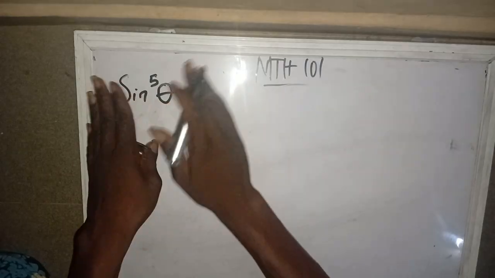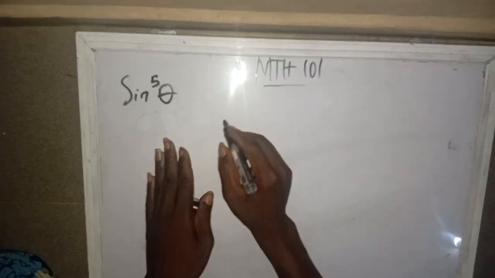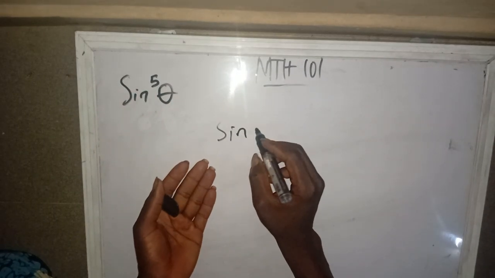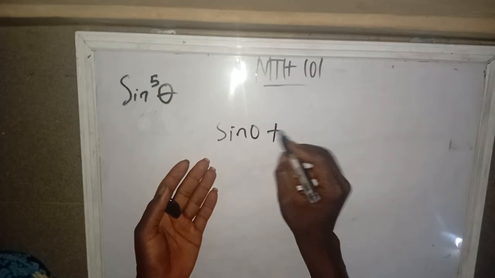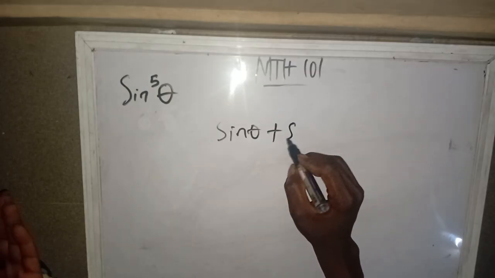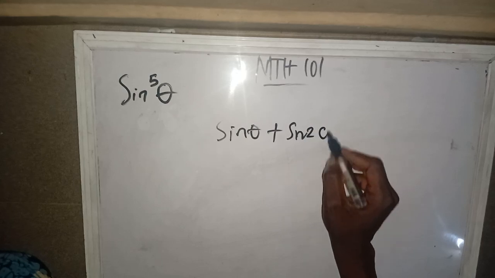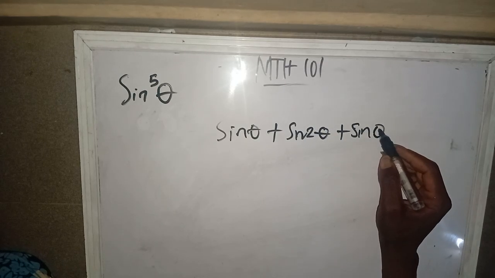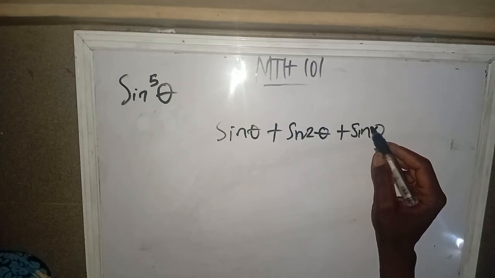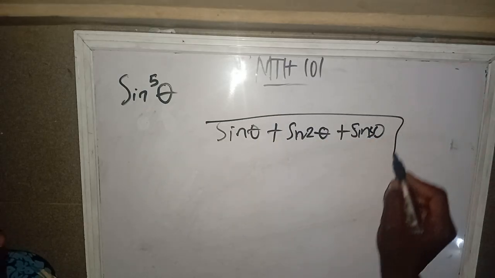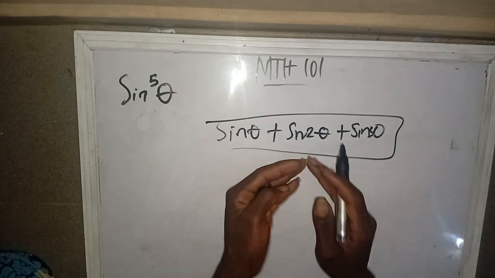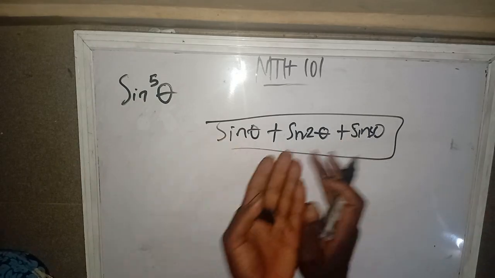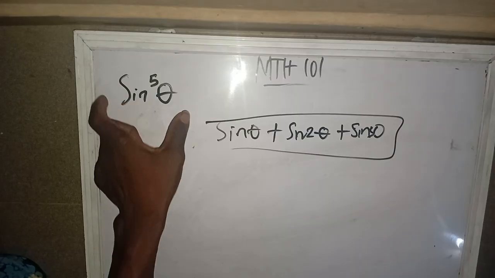Like we want to turn this thing to something like, okay, the final answer will now be sine theta plus sine 2 theta plus probably sine 3 theta. Like we want to reduce it to look like this. It is very easy to integrate something like this. Like I say, powerful tools.